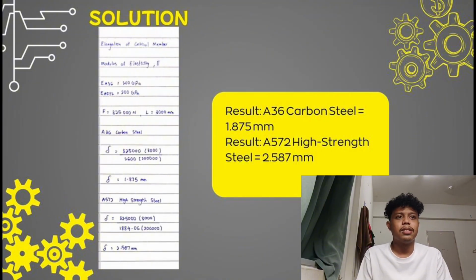And for A572 high strength steel, using axial deformation, 325,000 times 3000 over 1884.06 times 200,000, and the final answer is 2.587 mm.